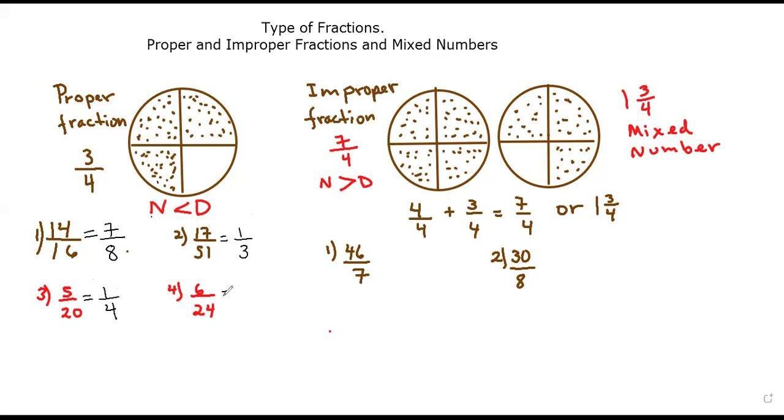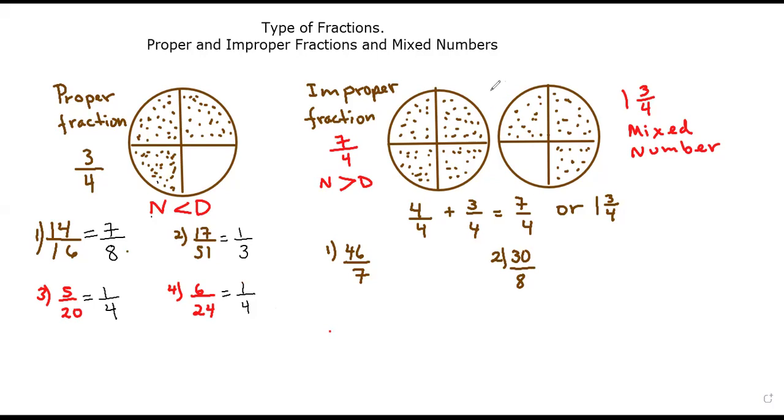In the next one, these two numbers are in the table of 6, and 6/24 is a proper fraction. If I divide the numerator and the denominator by 6, my answer would be 6 divided by 6 is 1, 24 divided by 6 is 4. So these are proper fractions in simplest form.